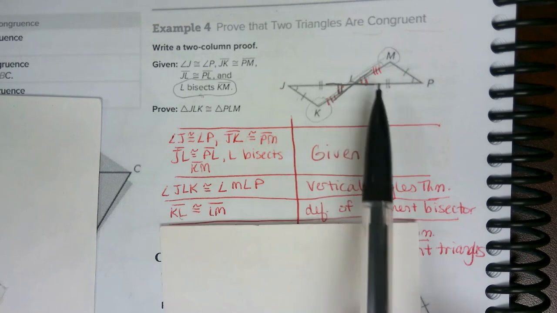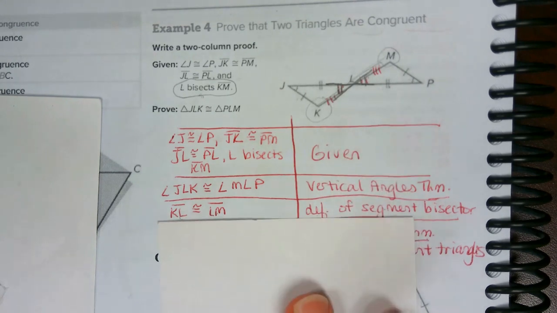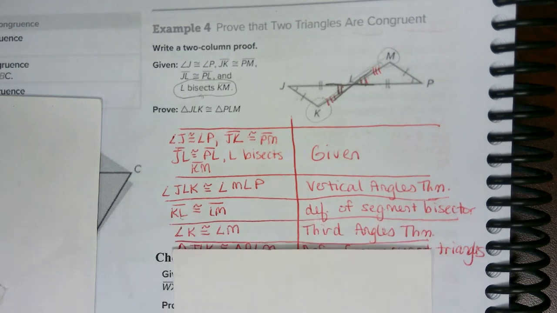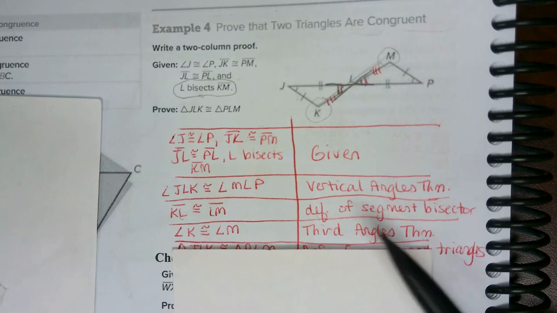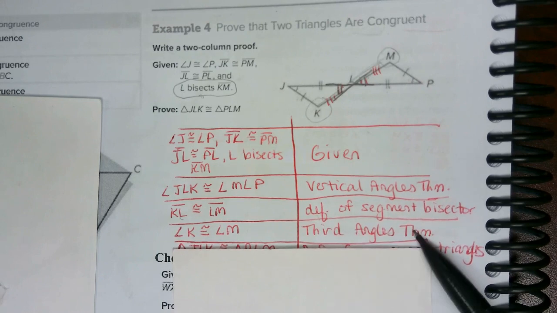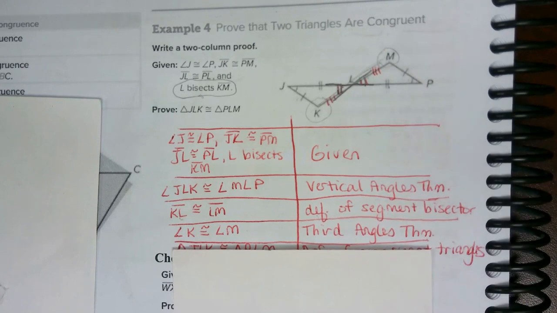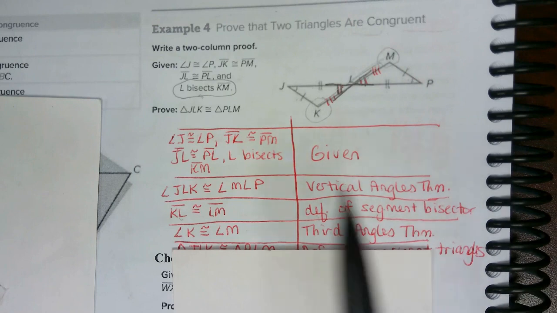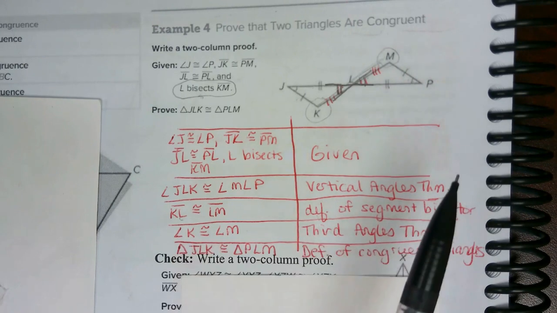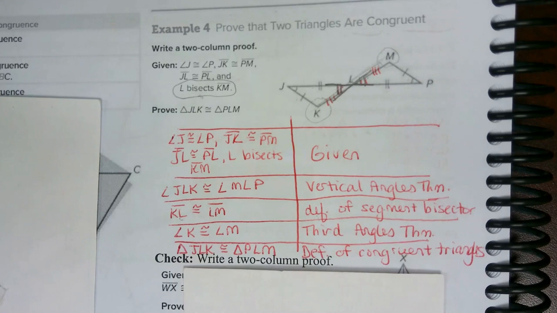Well, I see that I already have two pairs that are already congruent to each other. So therefore, the third pair has to be congruent because of that third angles theorem. That's what we just got done discussing. So that's why I wrote angle K can be congruent to angle M based off of third angles. Now I've proven all my angles and all my sides, so I can write those two triangles are congruent based off of definition of congruent triangles or congruent polygons, whatever you want to use there.